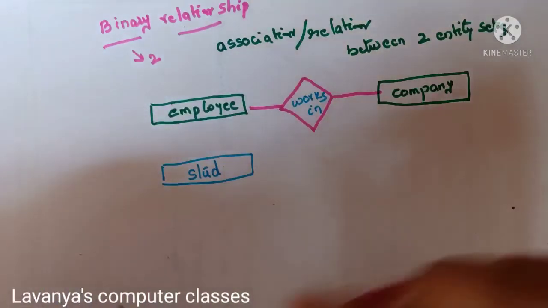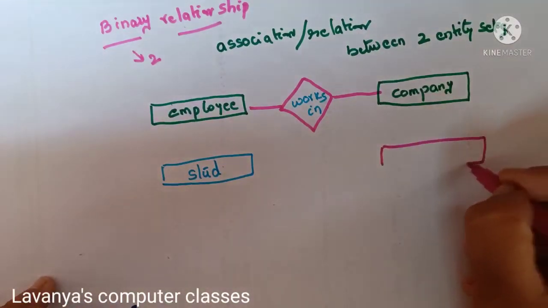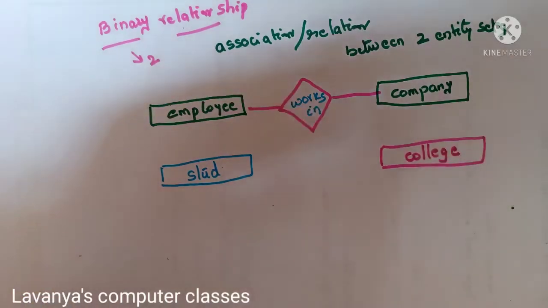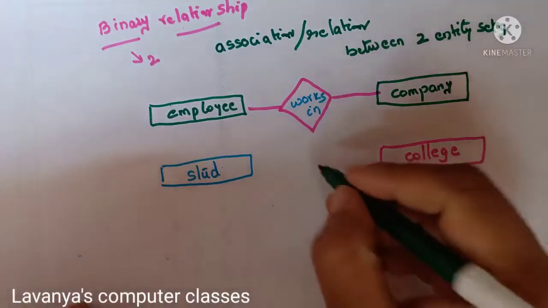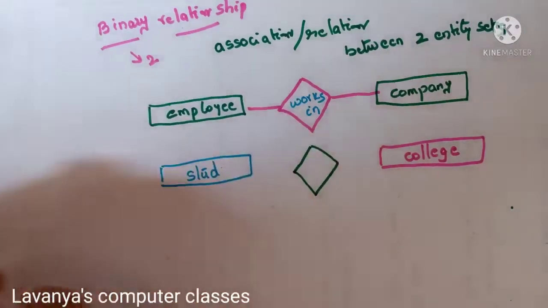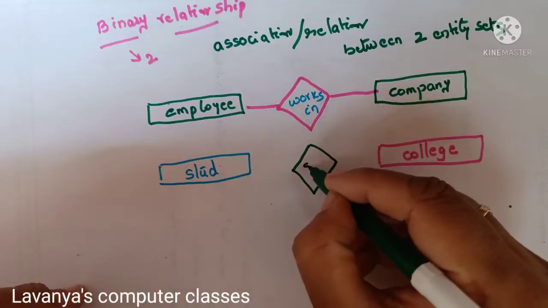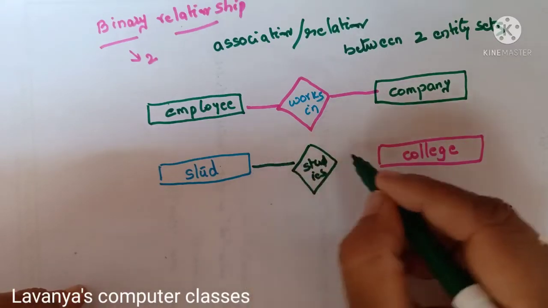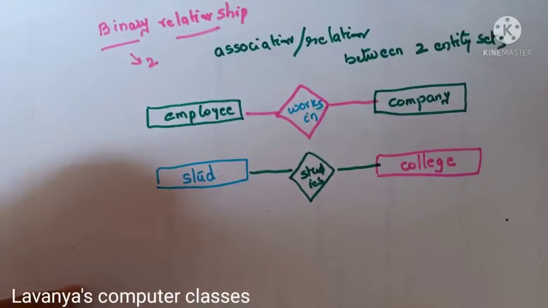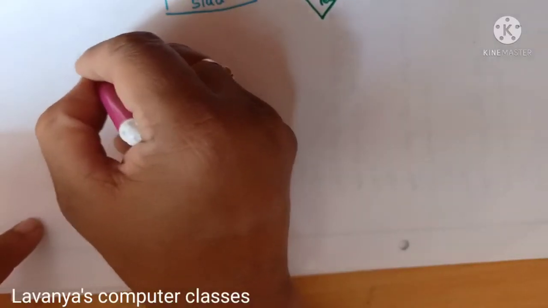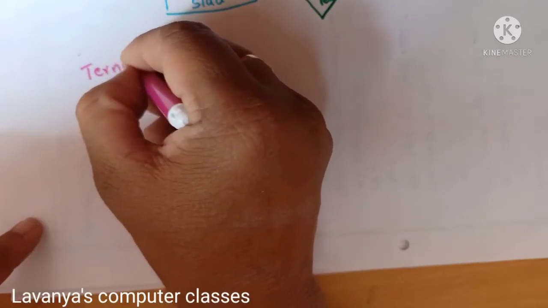Second example, student is one entity set. College is another entity set. The relationship between these 2 is that the student studies in that particular college. So the relationship is studies. This is the binary relationship example. 2 entity sets are related with one relationship: employee works in company, students study in a particular college.